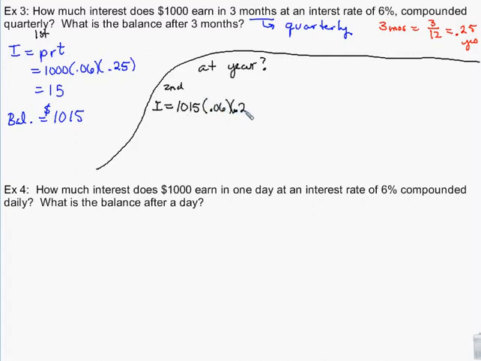Yeah, so because we start, instead of being 1,000 this time, we're 1015 this time. So if I take the 1015 times 0.06 times 0.25, instead of $15, it's $15.23. Okay, so then our balance is going to be $1,030.23.